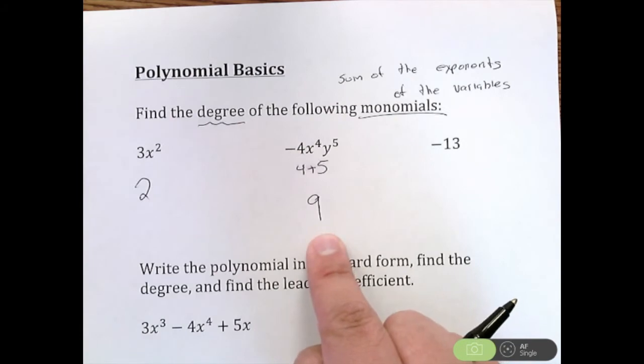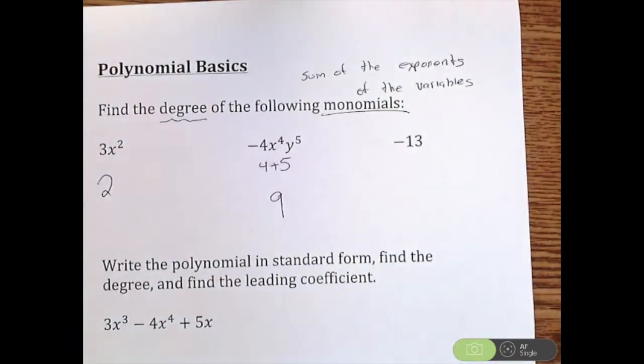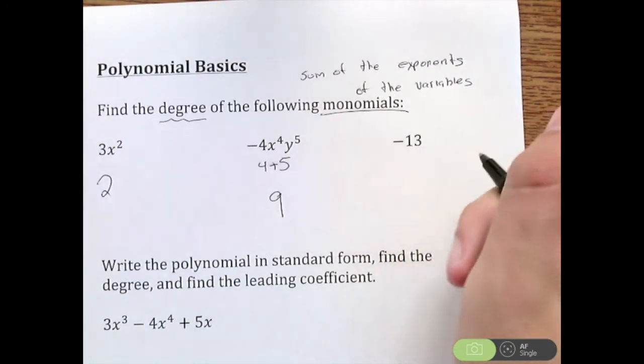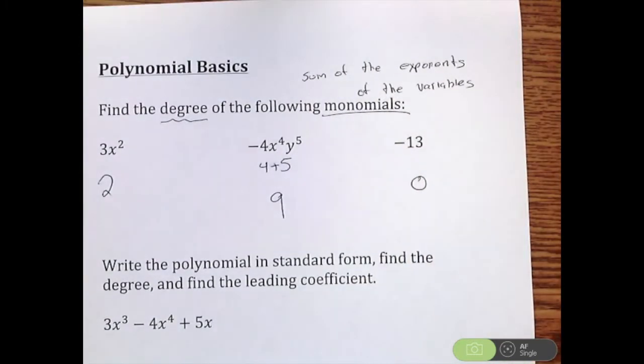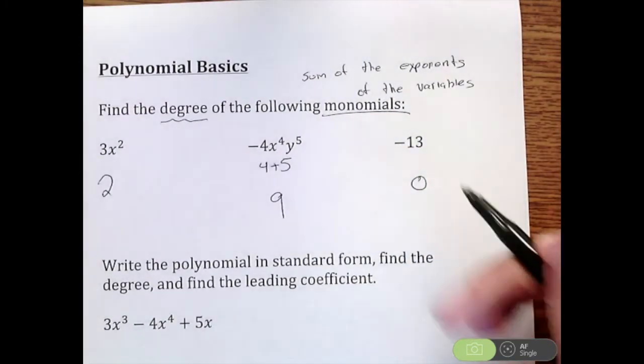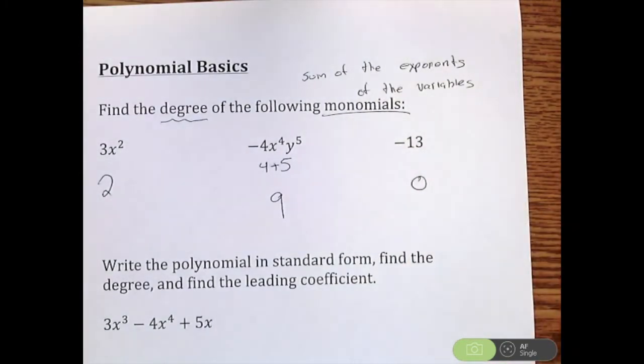And then finally, I have negative 13. What we should notice is there's no variables there. So if there's no variables, the degree is 0. There's no x to the first, x squared, none of that, so the degree is 0.